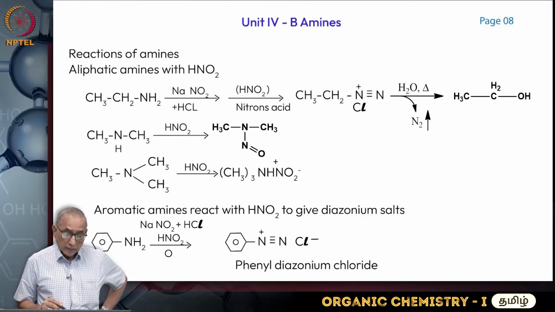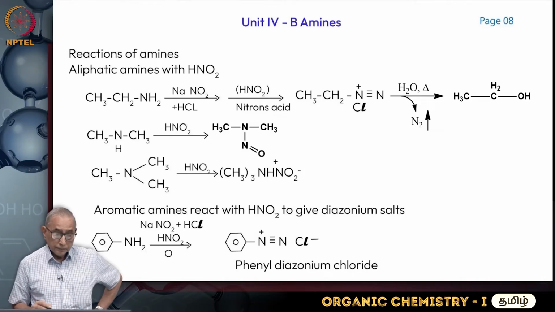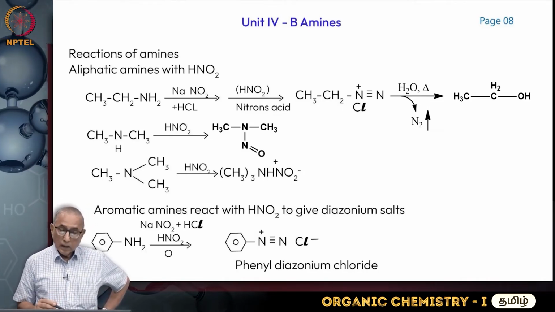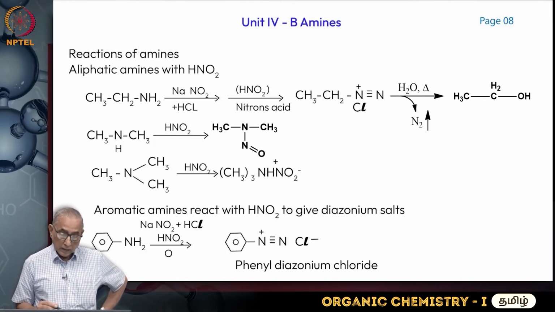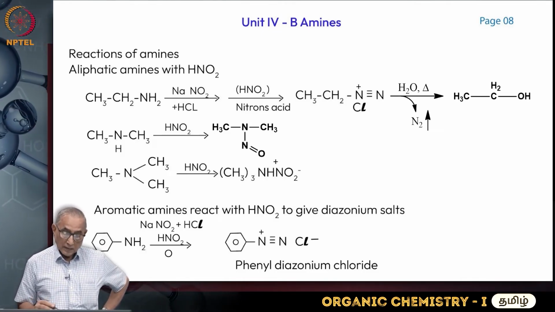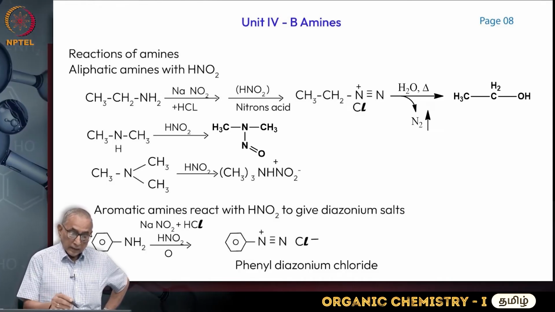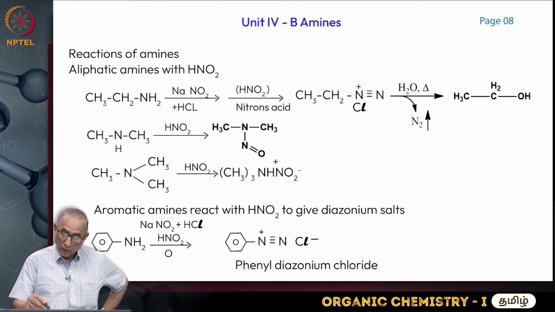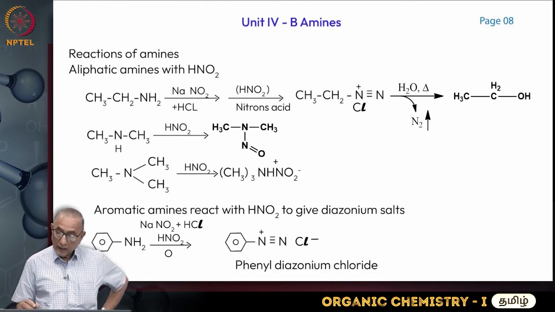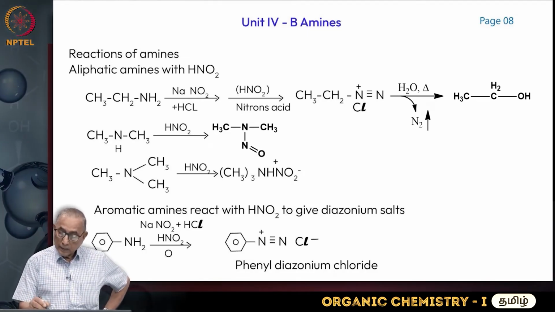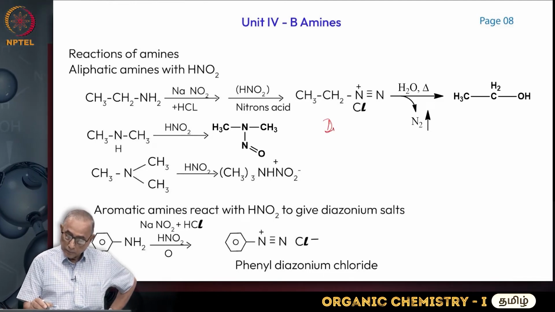Aliphatic amines with nitrous acid. The nitrous acid is produced by taking sodium nitrite and HCl, which will form HNO2, that is nitrous acid. The nitrous acid, primary amine react பண்ணாக்க முதல்ல you get what is called ethyl diazonium chloride. This N triple bond N plus is called a diazonium group.